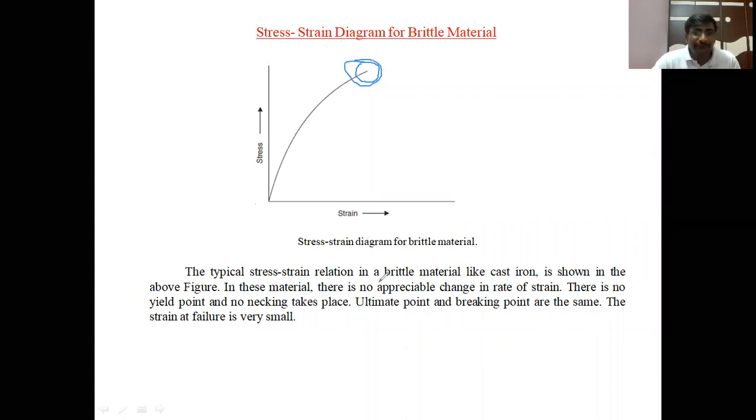The strain at failure is very, very small. In brittle material, the strains are very small before fracture. Clear, students? Let us go to the next slide.